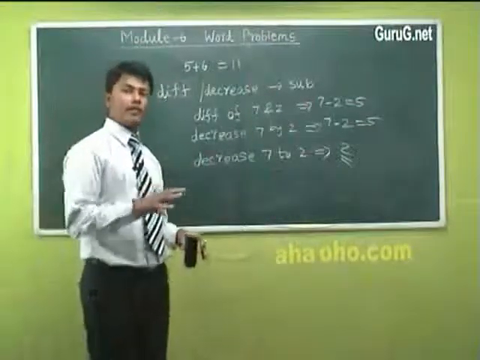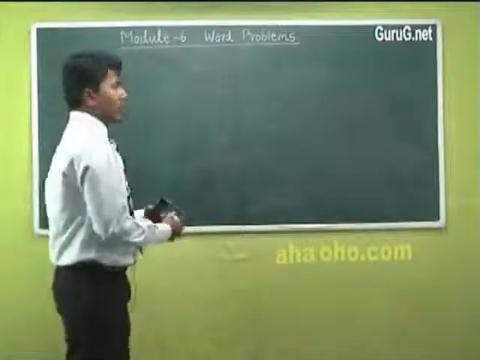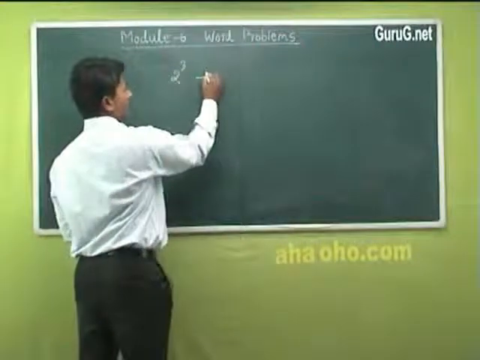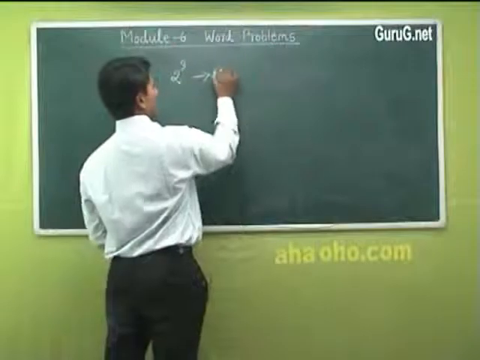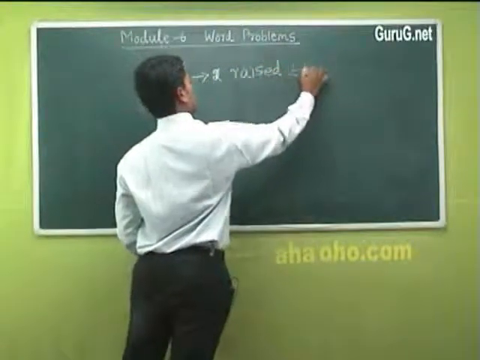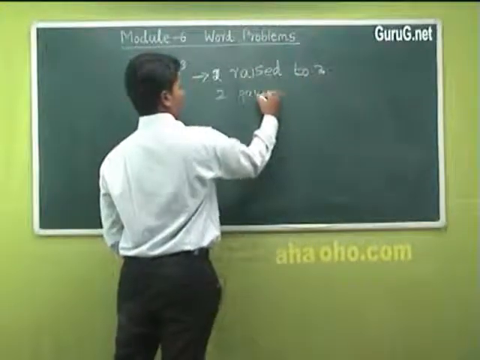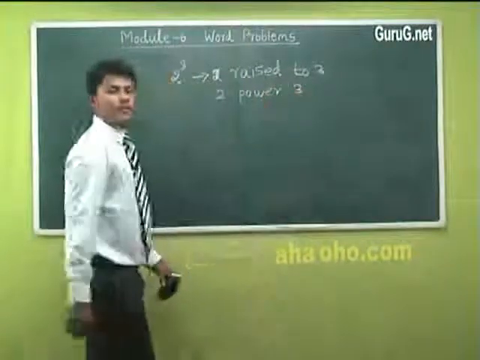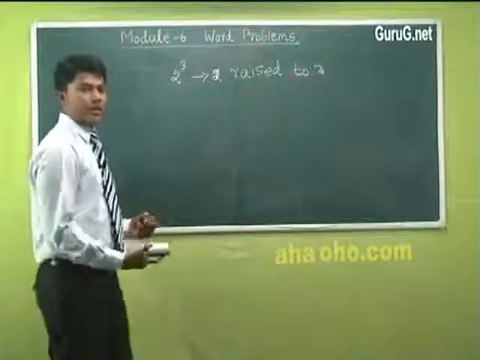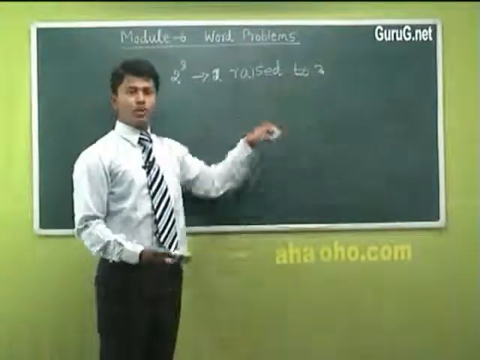The narrative of the mathematical operations. What are the other narrative forms? Now say 2 power 3. So this can be represented as 2 raised to 3. 2 raised to 3 or 2 power 3. Commonly, in a very correct form, this can be narratively expressed as 2 raised to 3.